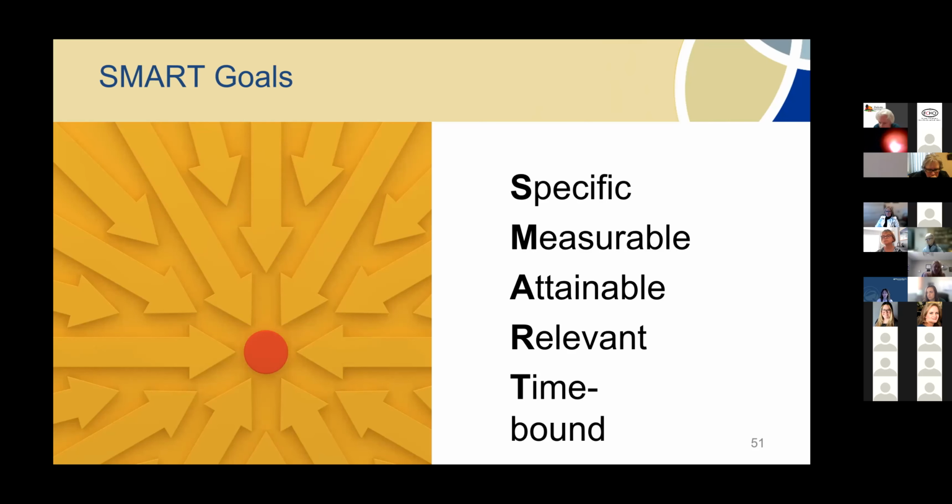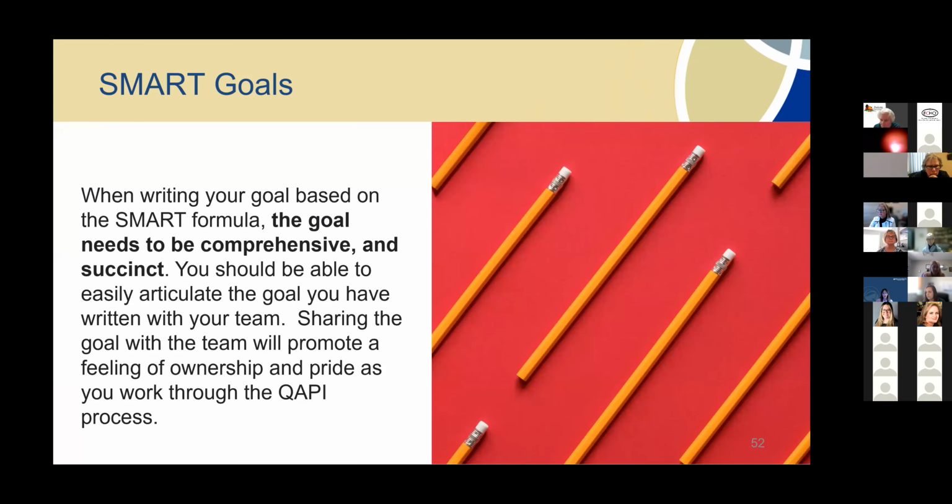Before we practice a problem statement, be sure that you're using the formula, and do it in order. The goals need to be comprehensive and concise. You should be able to articulate it so that the whole team can understand it. And again, get buy-in from the team and the suggestions they have when you're writing your SMART goals.